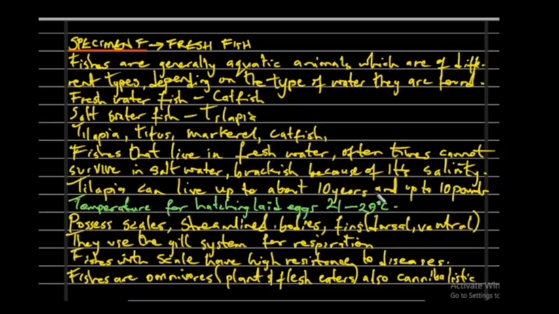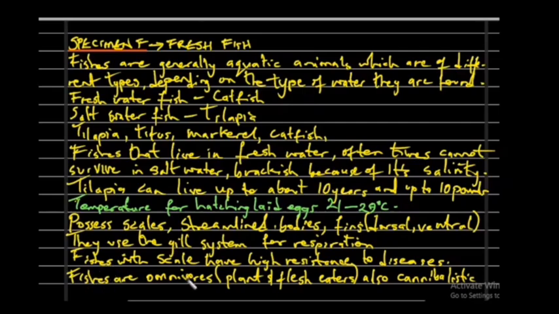Tilapia can live up to about 10 years and up to 10 pounds in weight. The temperature at which it lays and hatches its eggs is 21 to 29 degrees Celsius. Numerous fishes possess scales, but generally they have streamlined bodies which aid their movement in water. They all have fins that permit their ability to swim. They use the gill system for respiration, and fishes with scales have high resistance to diseases.